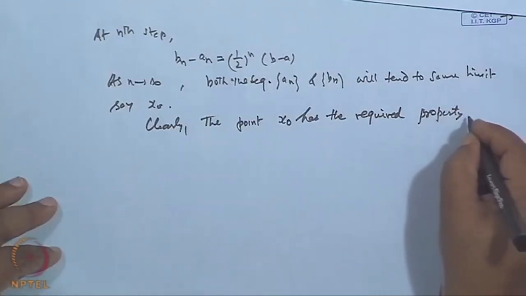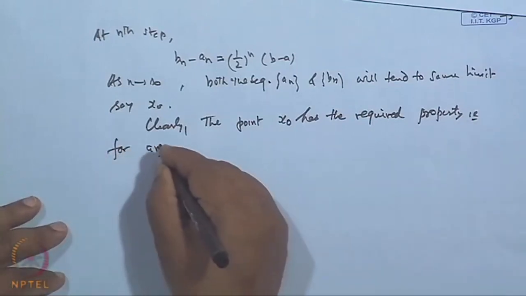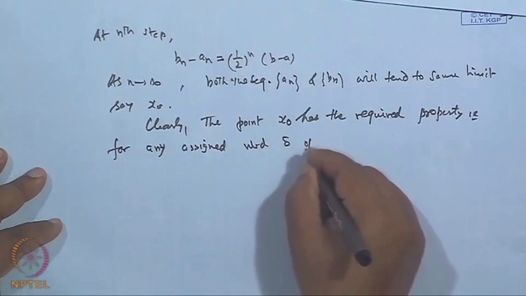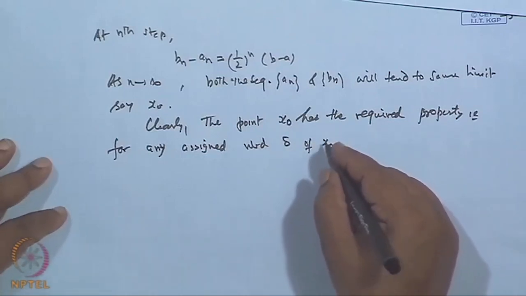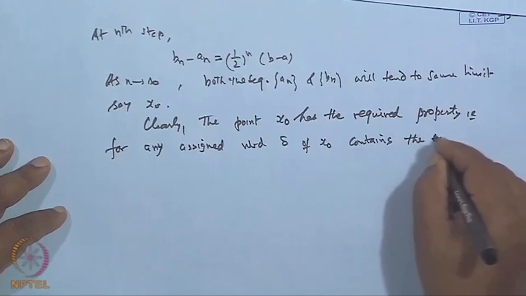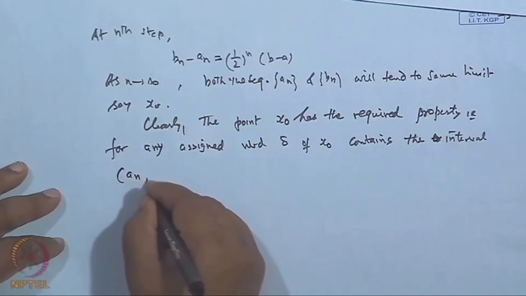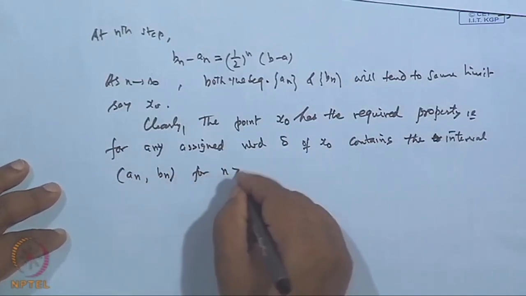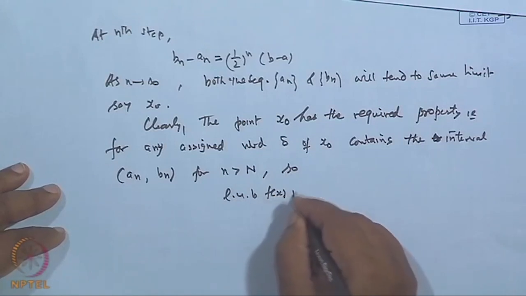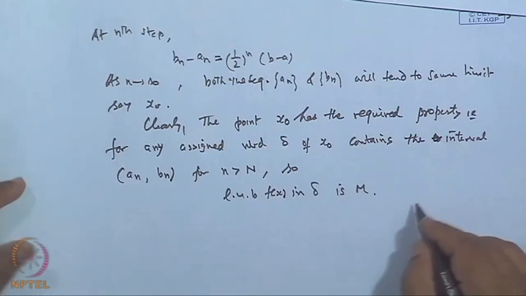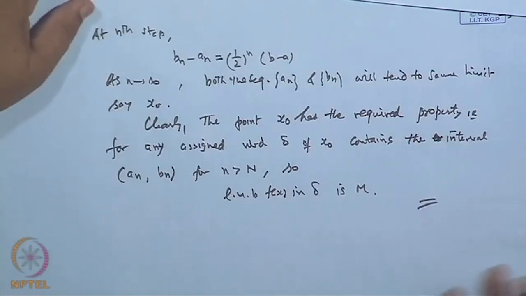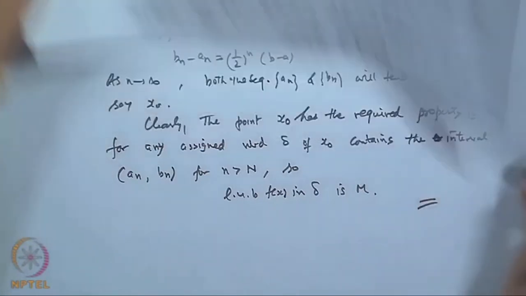The required property is that any assigned neighborhood delta of x naught contains the interval An, Bn for large n, so the least upper bound of the function f(x) in delta is M. That is what is proved. And assuming the function is well defined at each point of this, the continuity is obviously taken into consideration here.